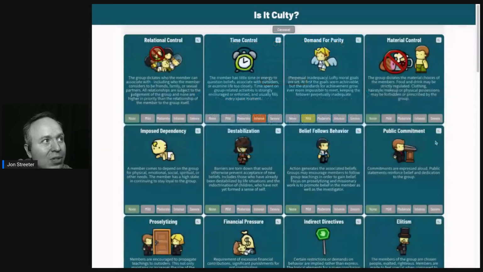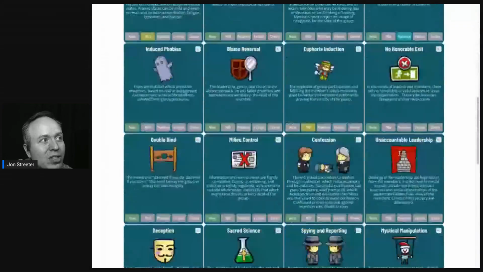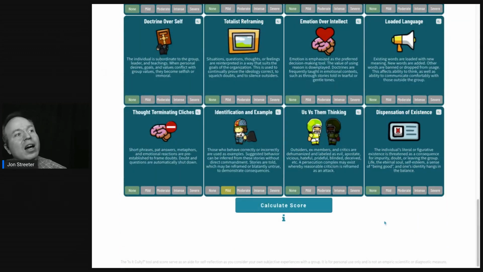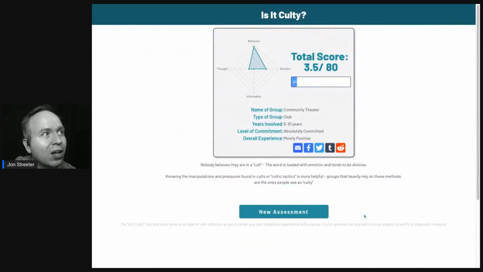All right. That was our last one. Let's make sure that we've checked them all. They're all right. Are you ready? Let's calculate our score. All right. Okay. Your total score is 3.5 out of 80, which amounts to 4%. So that's lower than a 1 on your 1 to 10 scale that you predicted.